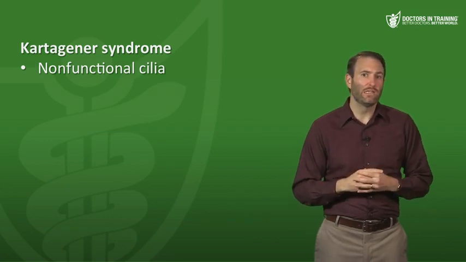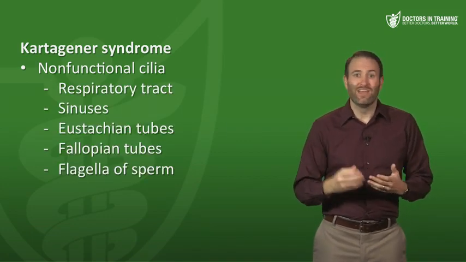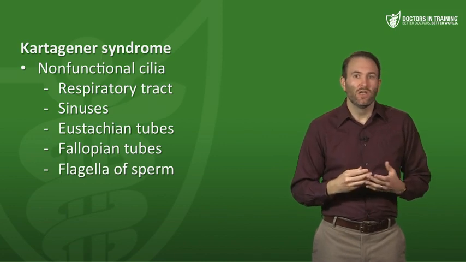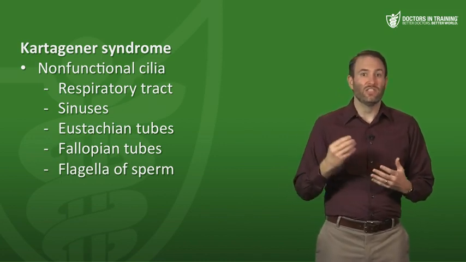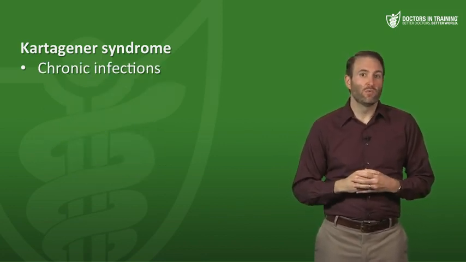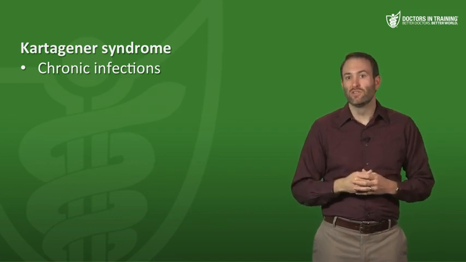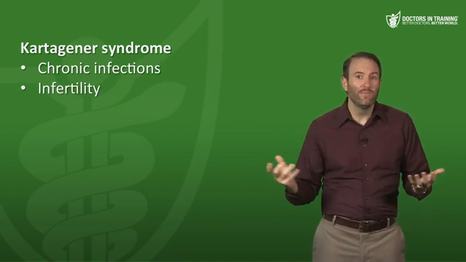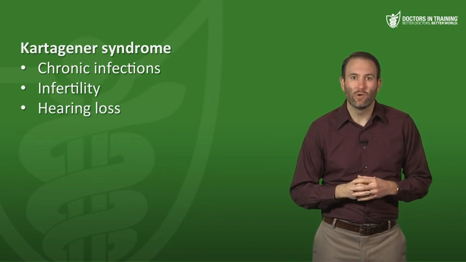Now this includes the ciliated cells in the respiratory tract, in the sinuses, the eustachian tubes, the fallopian tubes, and even in the flagella of sperm. Therefore, these patients will have chronic infections due to poor mucus clearance. They will have infertility, and some might experience hearing loss as well.